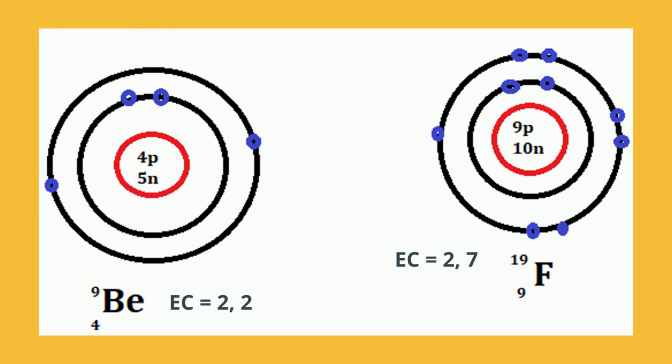Beryllium, which has 4 electrons, would have the electronic configuration 2-2. 2 electrons would be placed on the first shell and 2 electrons on the second shell. Fluorine, which has 9 electrons, would have the electronic configuration 2-7. 2 electrons will be placed on the first shell and 7 electrons on the second shell.